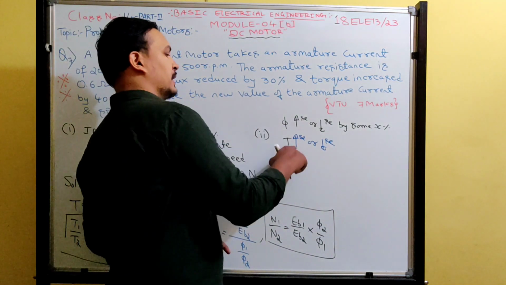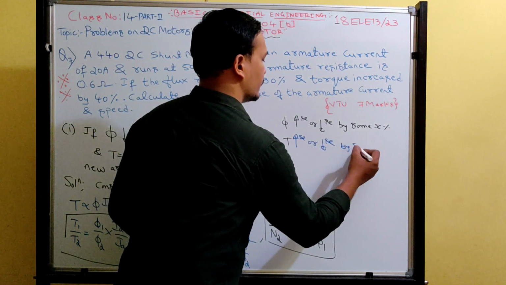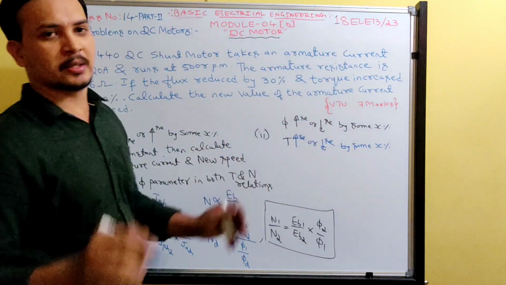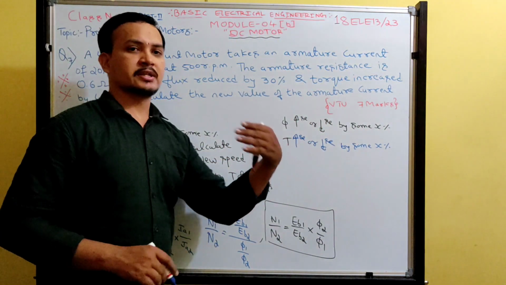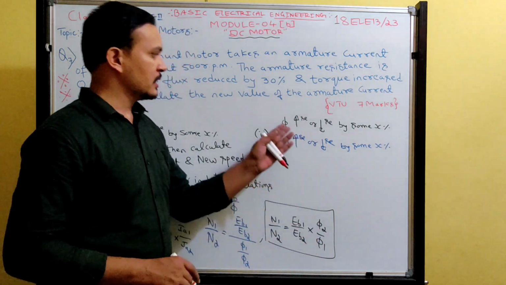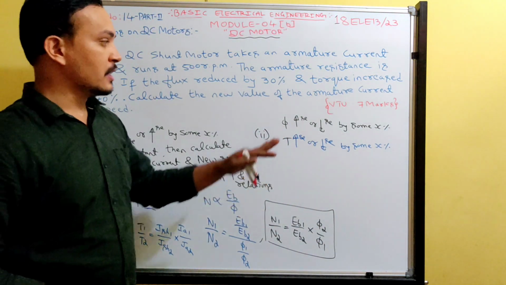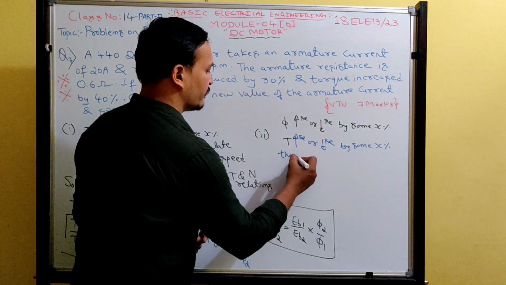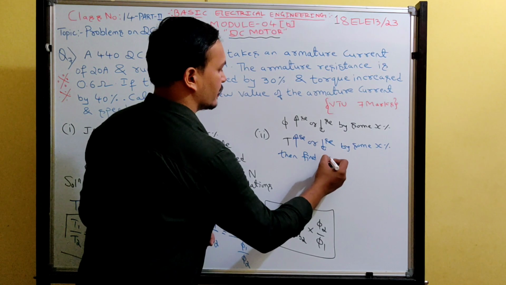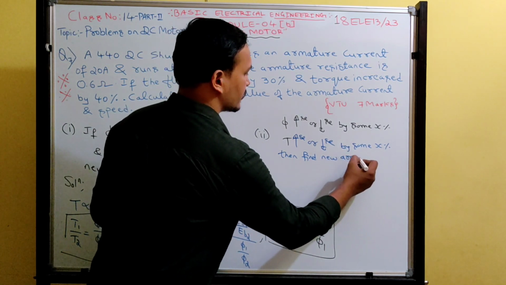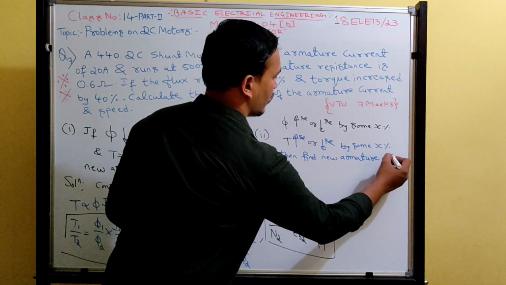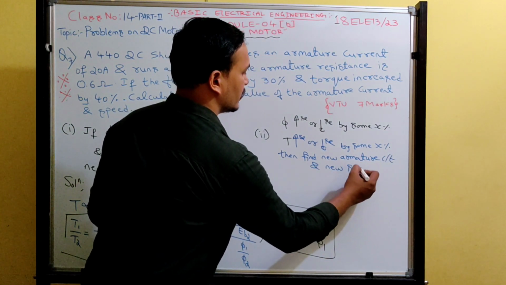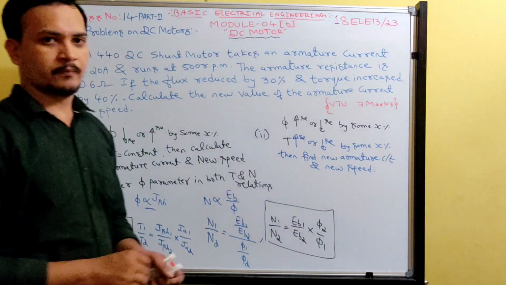If the torque increases or decreases by some x% or y% or z%, and flux also increases or decreases by some x%, this is the pattern of question. And they will ask, then find new armature current and new speed.